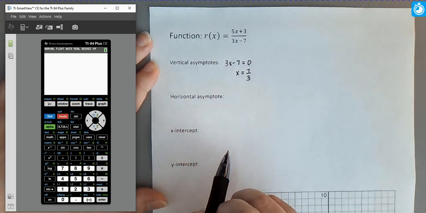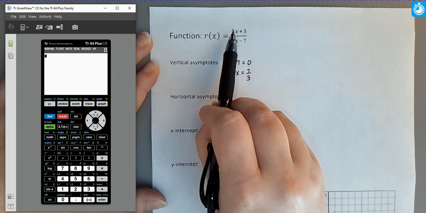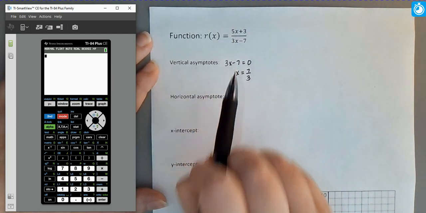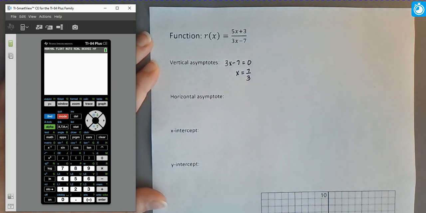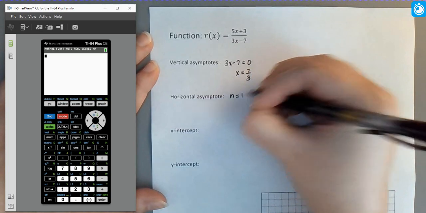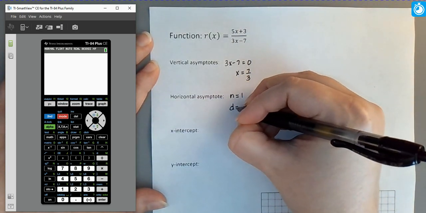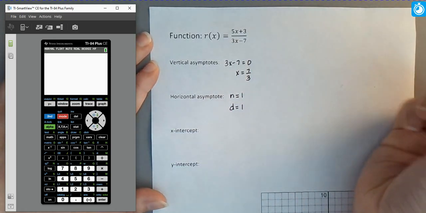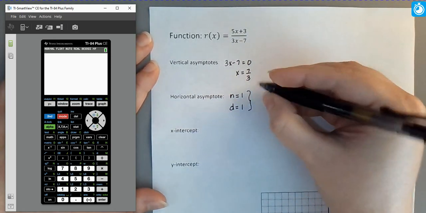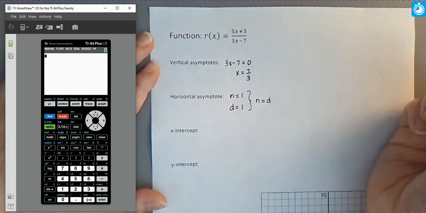I want to see if I have any of those. So remember, for the horizontal asymptotes, we're going to compare the degree in the numerator and the degree in the denominator. So remember, that means what's the highest exponent on x in the numerator, what's the highest exponent on x in the denominator. So in the numerator, our degree, which we call n, is going to be 1. The highest power of x is 1. In the denominator, the highest power of x is also 1. So in that case, we fall under the situation where our numerator and denominator's degrees are the same.